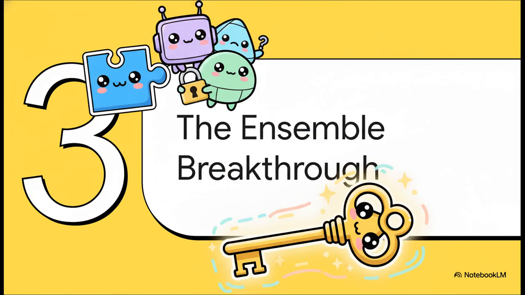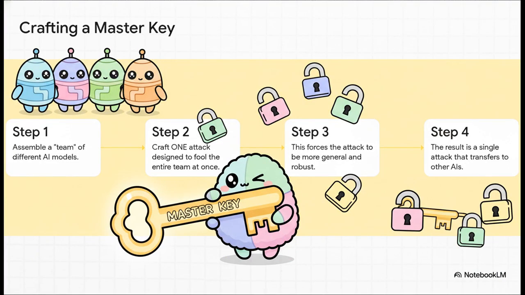You can't, right? Well, this puzzle led researchers to an absolutely brilliant new strategy. If you can't pick one lock and have it work on another, maybe you design a master key. What they came up with was this really elegant solution called an ensemble-based approach. So instead of attacking just one model, they put together a team of 4 different AIs. Then, and this is the clever part, they designed a single attack image meant to fool all 4 of them at the same time. Doing this forces the attack to ignore all those weird model-specific paths, and instead find a more fundamental, more robust path that hits the vulnerabilities they all share.